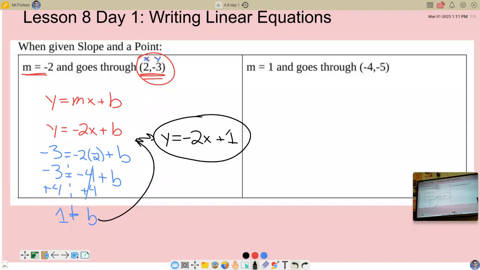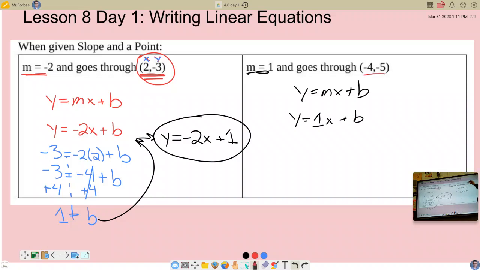Let's do another one. So m equals 1 and it goes through (-4, -5). Okay? So again, I'm going to start with y equals mx plus b. That's my equation. So then when I do that, I'm going to plug in, I know what m is. So y equals 1x plus b.